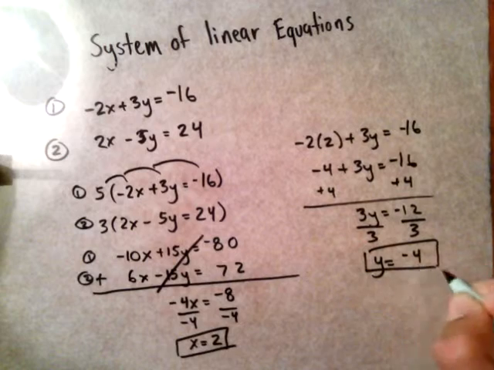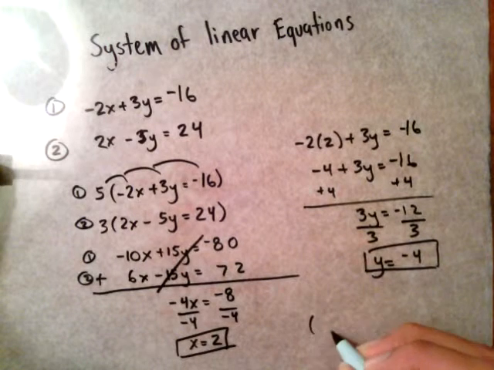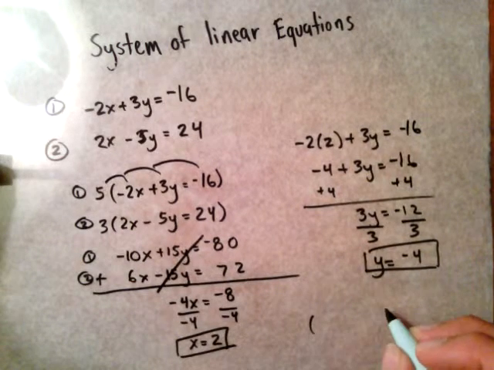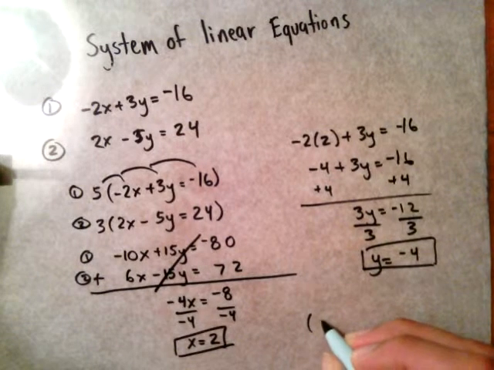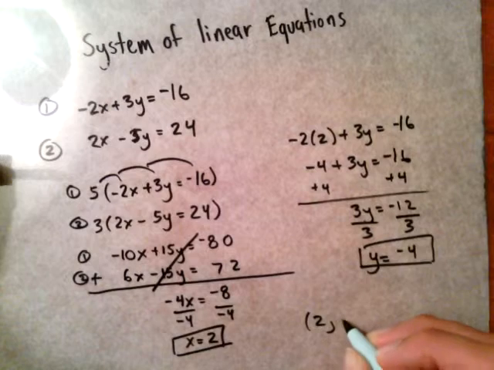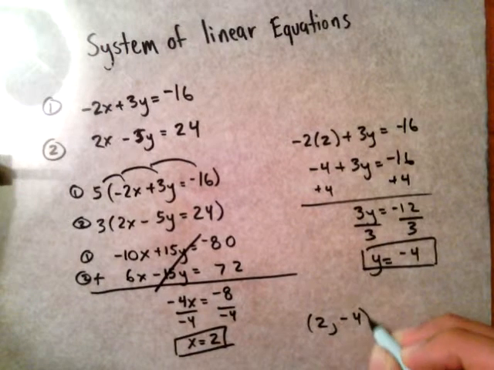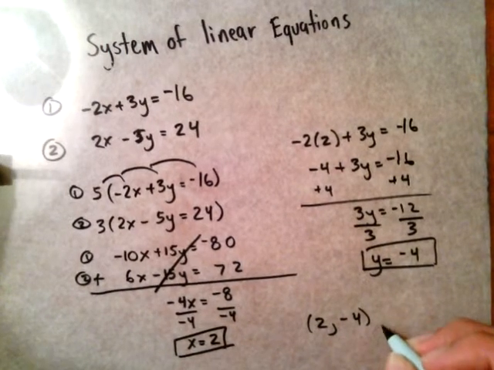So remember, since we got a solution, our solutions are expressed as ordered pairs. So our first value was 2, and our second value, our y value, was negative 4. So our solution is 2 comma negative 4.